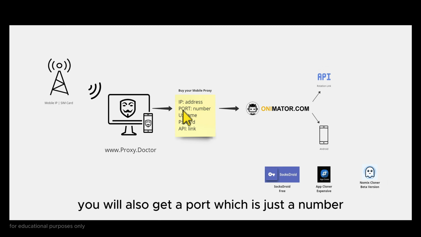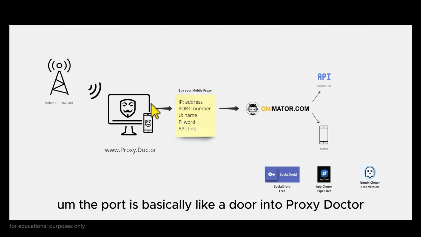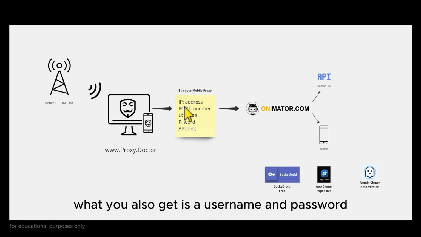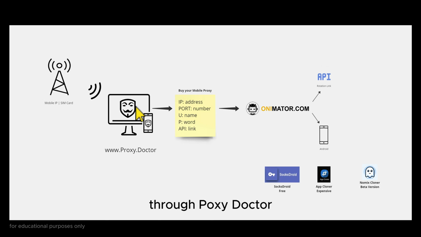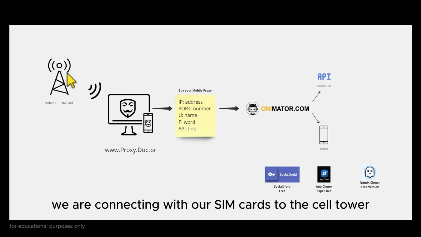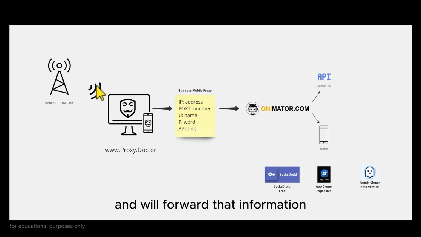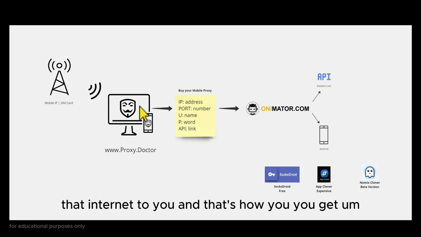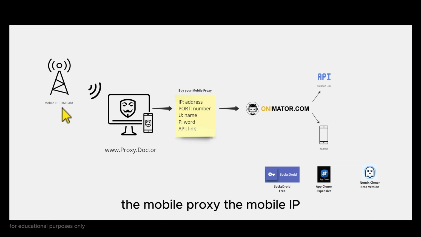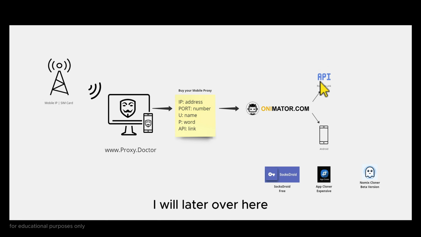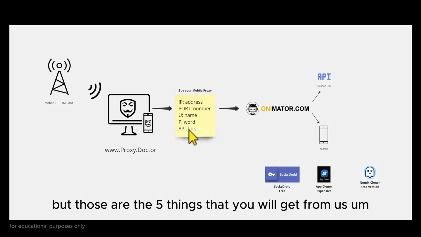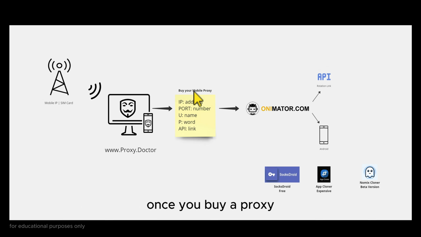You will also get a port, which is just a number. The port is basically like a door into Proxy.Doctor. What you'll also get is a username and password. The username and password will get you in that door through Proxy.Doctor. Once you're in, then we are connecting with our SIM cards to the cell tower, and will forward that information, that internet, to you, and that's how you get the mobile proxy, the mobile IP, onto your system. Another thing that we offer is an API link. I will later over here explain to you what the API link does, but those are the 5 things that you will get from us once you buy a proxy.